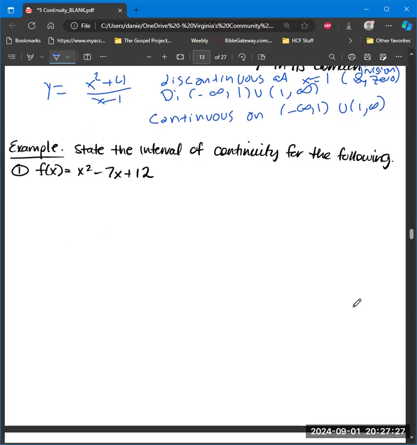State the interval of continuity for the following. This is a polynomial, so it's continuous on negative infinity to infinity. I don't even have anything to check there.